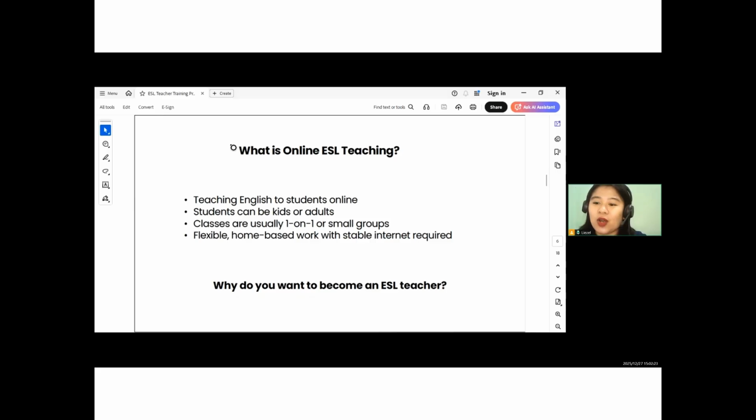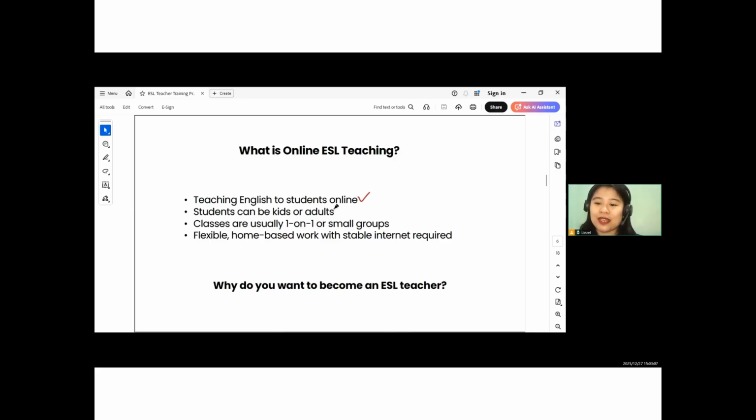Now, look at this slide. We have what is online ESL teaching? It says you're teaching English to students online. So, online ESL teaching is basically about teaching students online from around the world. We have students around the world, specifically in China. So, our targets are from China because China is commonly known as a populated country, which means that they have a lot of people there. And there are so many students in China who want to learn English as a second language.